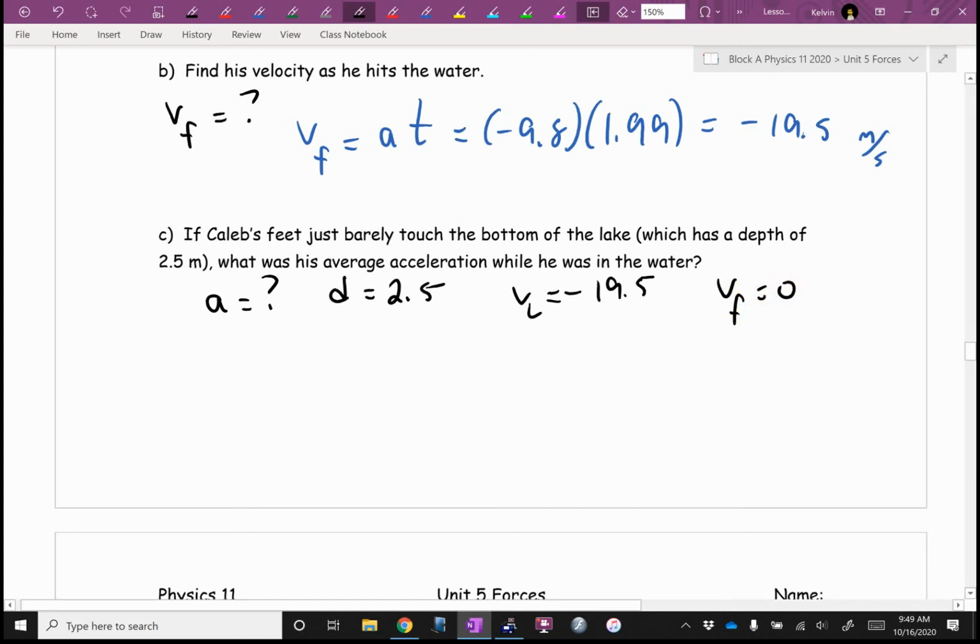Okay, I didn't tell you to get your green sheets out, so we're going from memory. Which one has an A, a D, a VI, and a VF in it? VF squared equals VI squared plus 2AD. So let me think here. The VF squared would drop down like a domino. Minus VI squared, all over 2D.